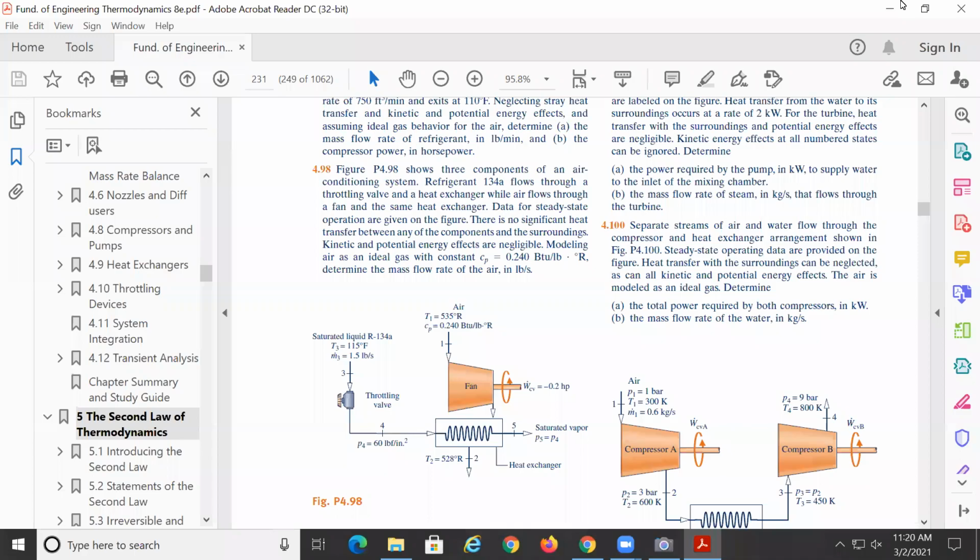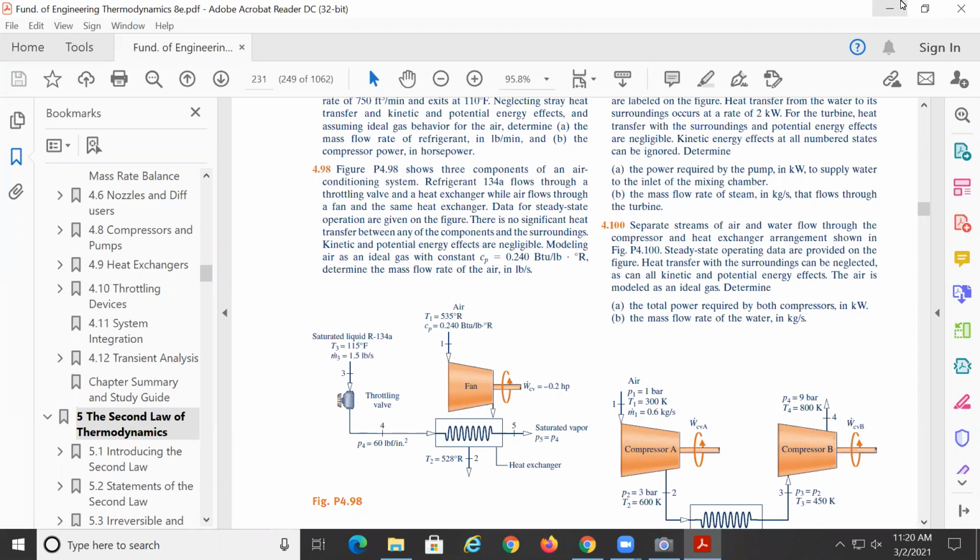All right, guys, so we are doing 498. Let's start by doing the figure. So this is a fan, so the fan is going to require power. So let's say here, power here is 0.2 horsepower, okay? And then there is air going through the fan, so air.